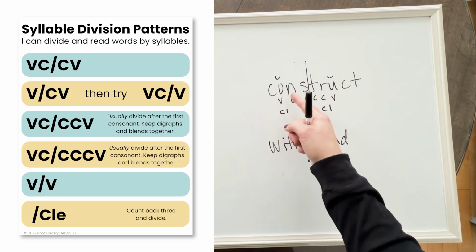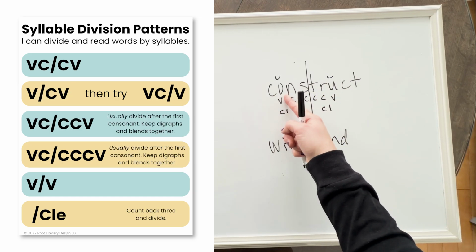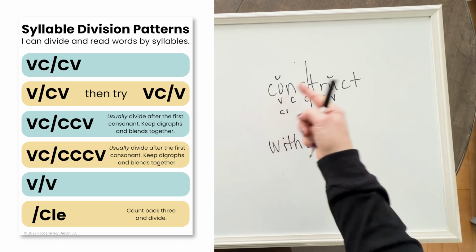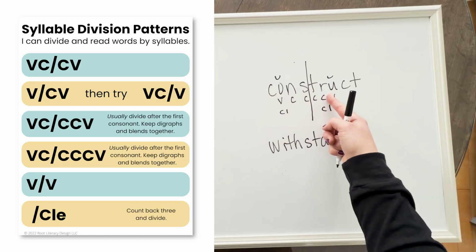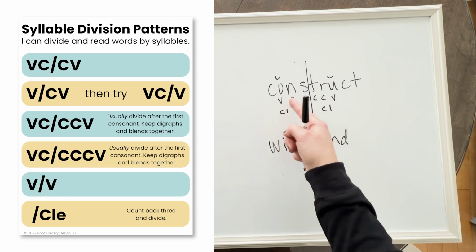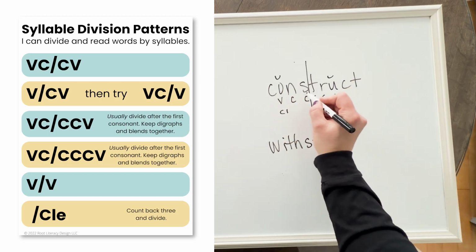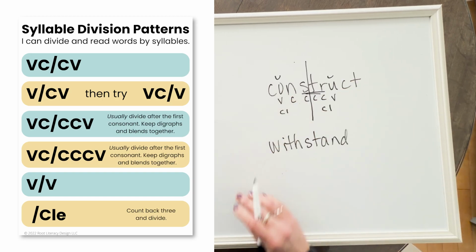The main thing is you're never going to divide it after the vowel. The vowel will not be open, and it's never going to be divided over here. So it's going to be somewhere between the consonants. And just guide students again to look for those consonant clusters and digraphs.